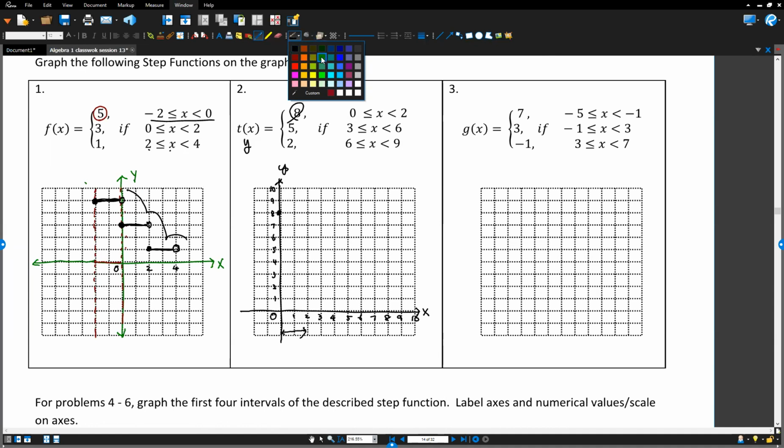I'm going to use a different color. This is including, 2, not including. That's the step function.